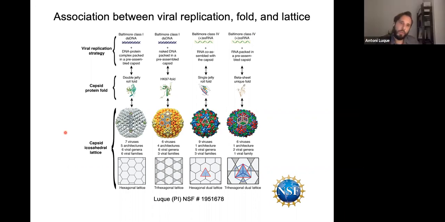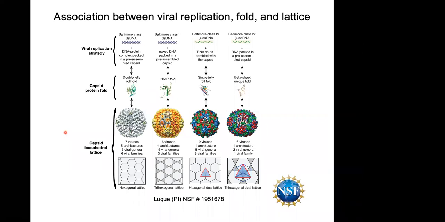So let me see. The first question is that they're not easily exchangeable. You mean that a virus cannot easily change their protein fold to do something else? Is that what you mean? No. I'm asking, did you imply that if a virus has a single jelly roll fold capsid protein, that virus could not easily exchange that single jelly roll capsid protein with a double jelly roll fold or an HK97 or a beta sheet unique fold, or any of those kinds of interconnections?